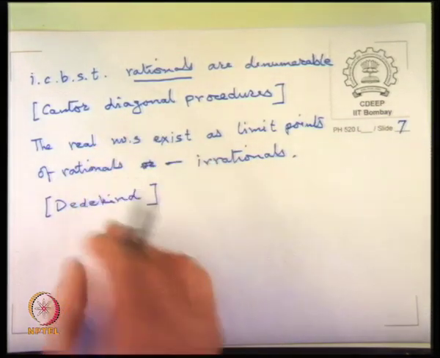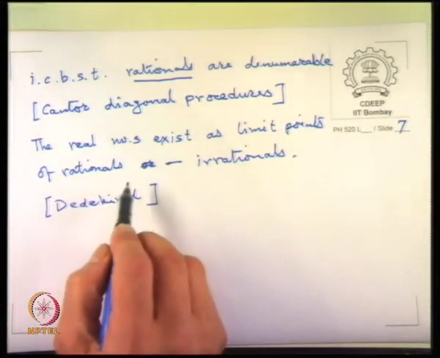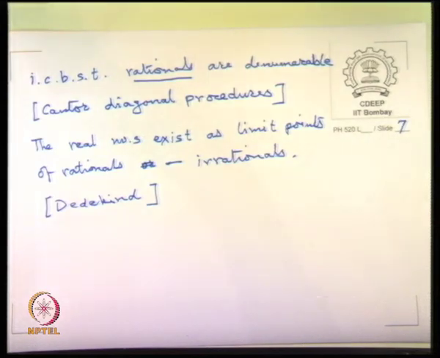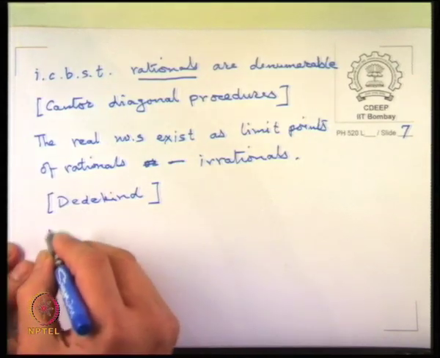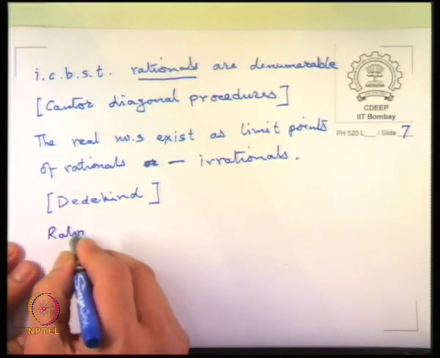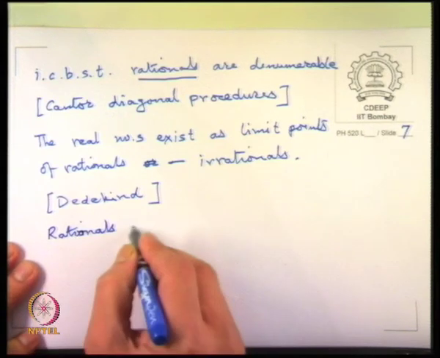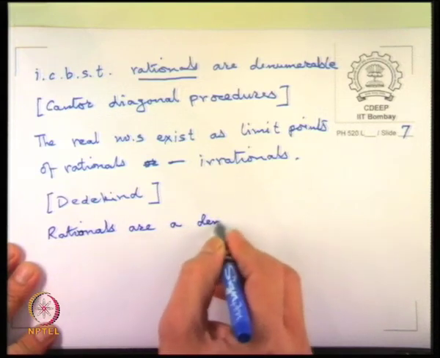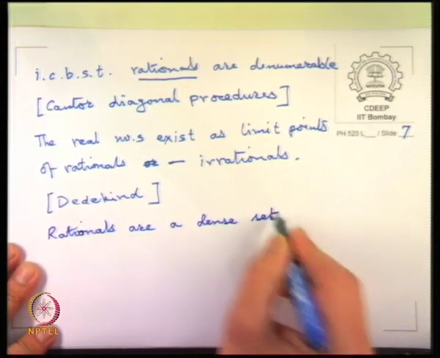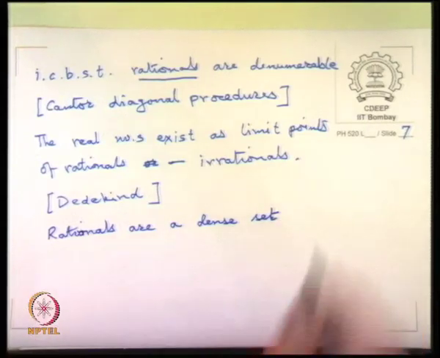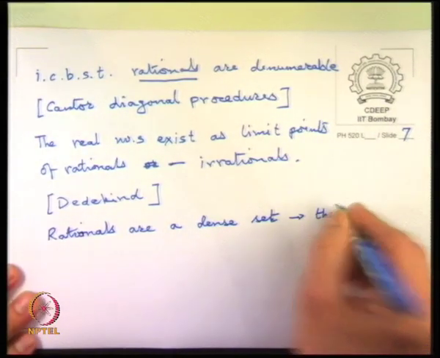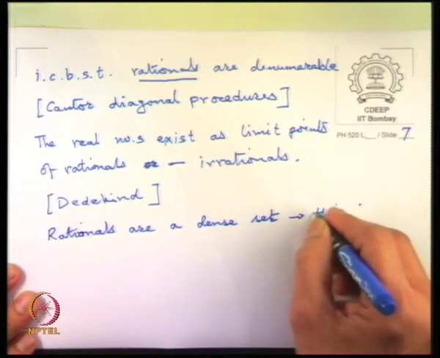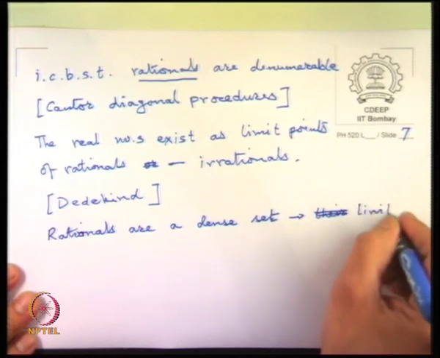The point is, once you include these, you have filled out the reals completely; there is nothing else left. So, one can prove that rationals are dense, a dense set in the sense that their limit points fill out the real line. So, limits of their sequences.